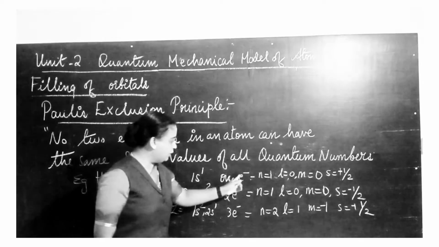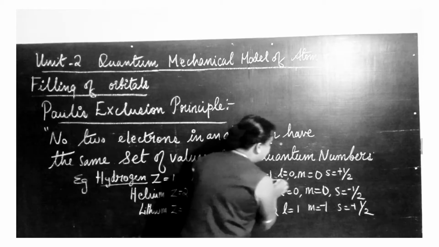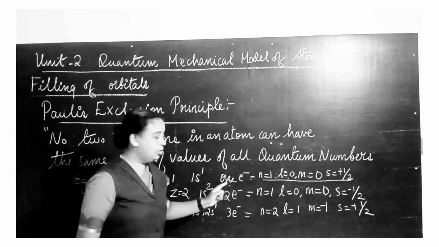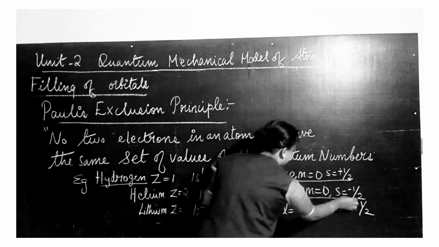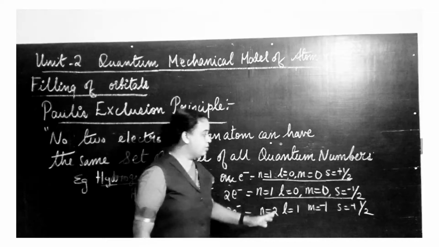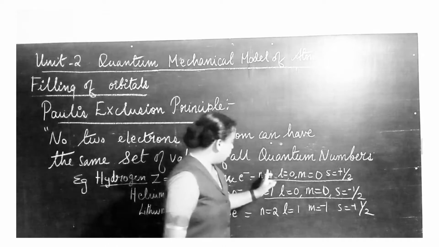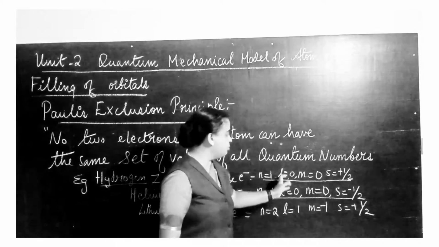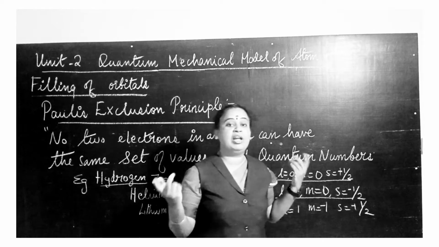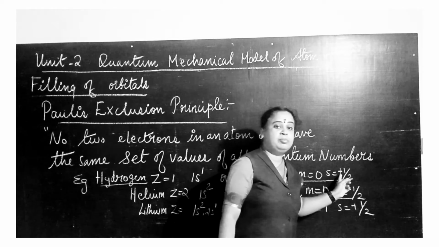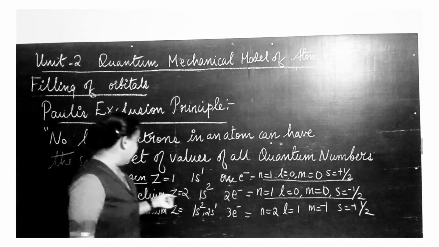So in helium, 2 electrons are there. One electron will have the hydrogen atom quantum number values, and the other electron will have these values. Are the quantum number values of these 2 electrons equal? No. Though the principal, azimuthal and magnetic values are equal, the spin values are not equal. The first electron is plus half and the second electron is minus half. Got it? So that is in the case of helium.